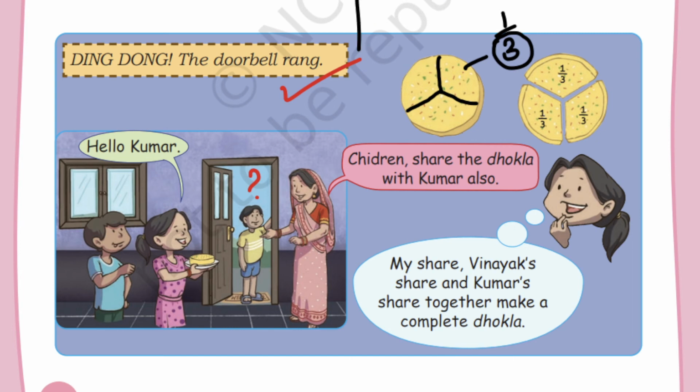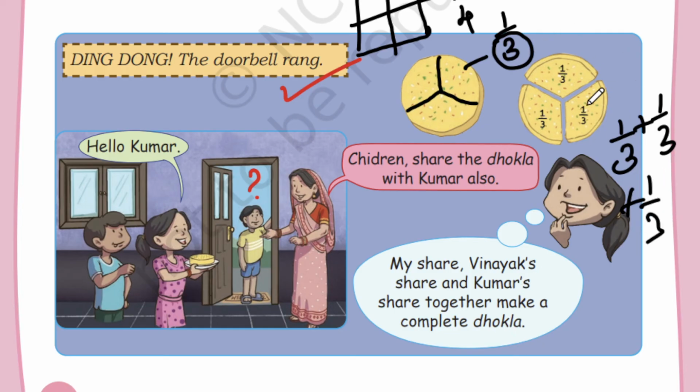For example, if another person also joins, then this should be shared into 4 equal parts. Then it is 1/4. My share, Vinayak's share and Kumar's share together make a complete dhokla. And she is thinking, now what happened? My share, that is 1/3, plus Vinayak's share 1/3, plus Kumar's share 1/3. So all these three shares make one whole dhokla, a complete dhokla.